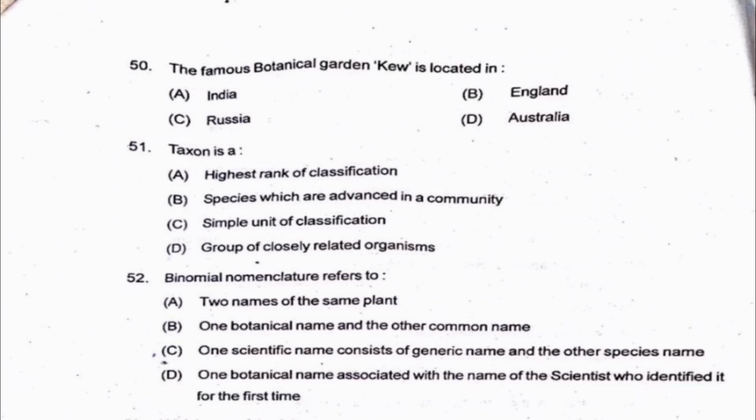Okay. Next, question number 52. Binomial nomenclature refers to: option A, two names of the same plant; option B, one botanical name and the other common name; option C, one specific name consisting of generic name and the other species name; option D, one botanical name associated with the name of the scientist who identified it for the first time. So, the scientific name of any organism consists of a generic epithet and a specific epithet. Binomial nomenclature was developed by Linnaeus. So, the correct answer here is option C.